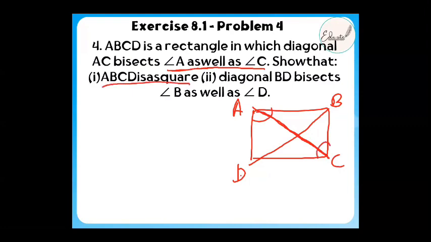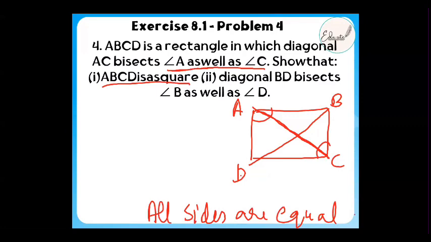How will you show that something is a square? What should be there to show a square, beta? All sides should be equal, right, in a square? Yes. You have to prove that AB equals BC equals CD equals AD. How will you prove it? It's very easy. Come on, how will you prove AB equals BC equals CD equals AD?